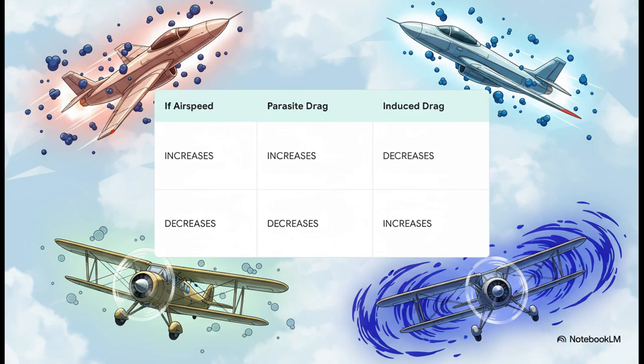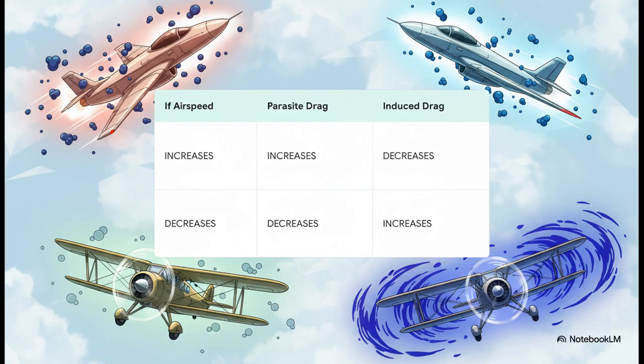Seriously, burn this relationship into your memory for the exam, because parasite drag is all about physical resistance. If you speed up, parasite drag shoots up exponentially. You're basically ramming into more air molecules faster. But induced drag does the exact opposite.